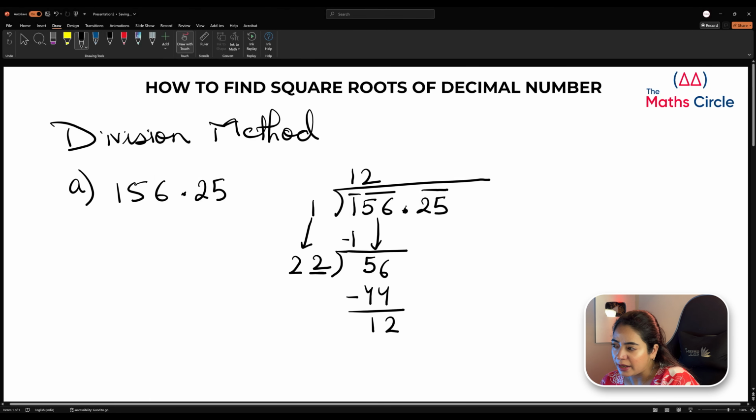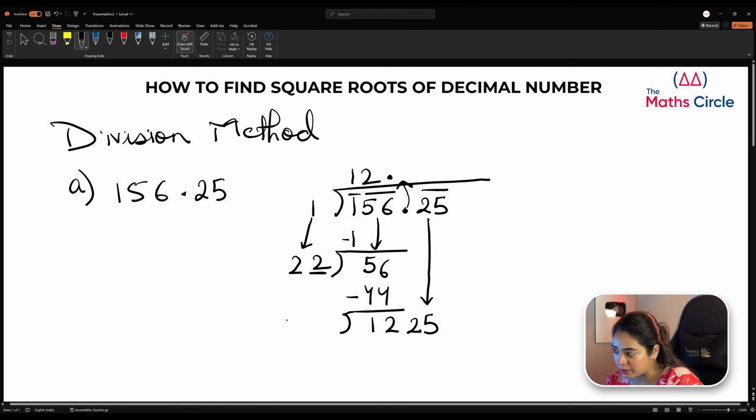Now, next to this decimal, instead of moving it down, we simply take it to the quotient and it comes here. Now we move down the next pair and we find out another divisor to divide this number.